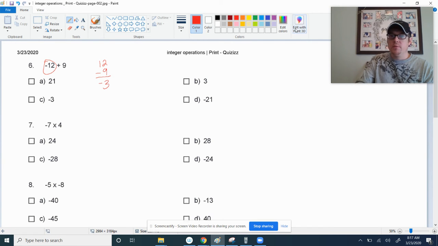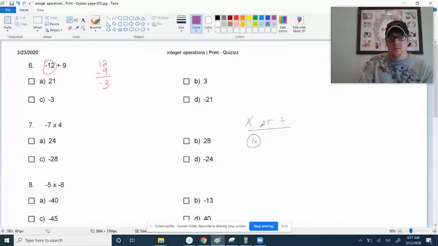So that one would be negative 3. We should be getting faster at this. And then on number 7, it starts to transition over into multiplying and dividing. So there's new rules for that. So let's write those down. So this is for multiplication or division. Okay, different rules. All right.